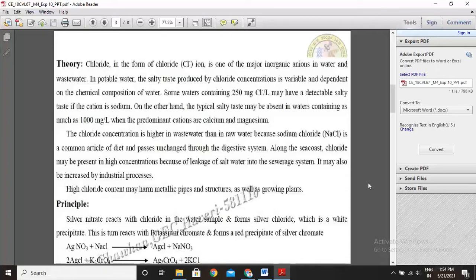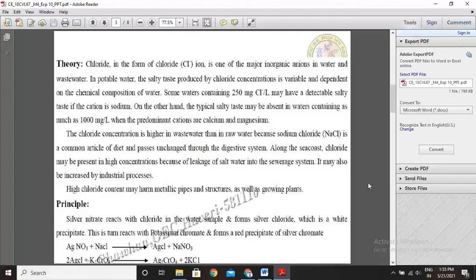What is the principle of chlorides? Silver nitrate reacts with chloride in the water sample and forms silver chloride, which is a white precipitate. This in turn reacts with potassium chromate and forms a red precipitate of silver chromate. So this is the principle.